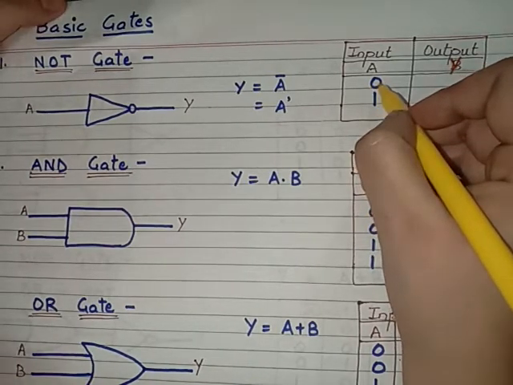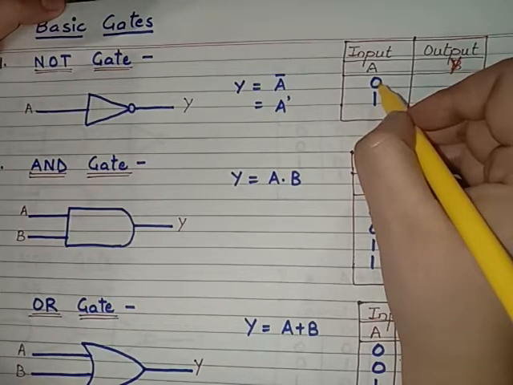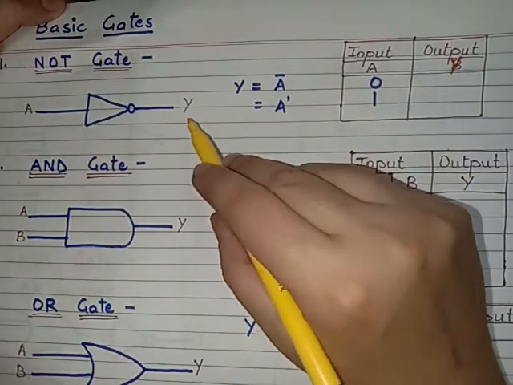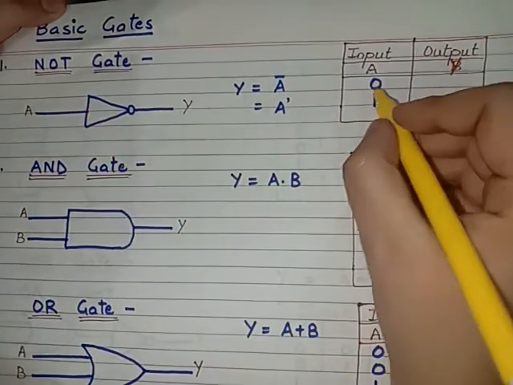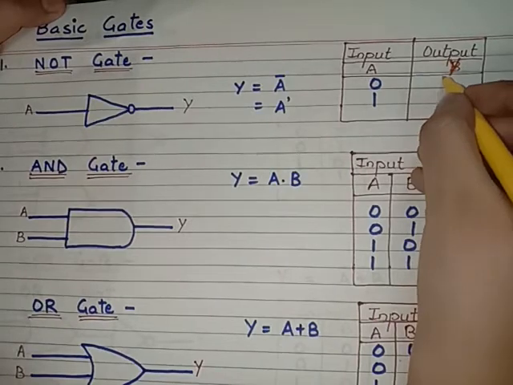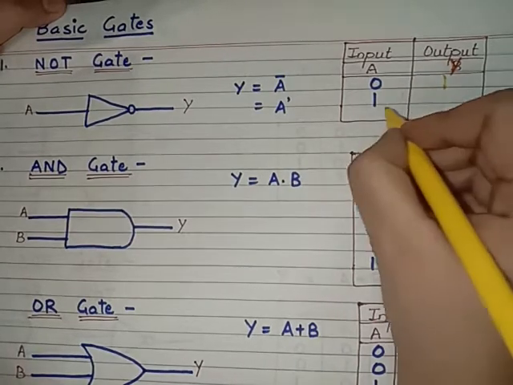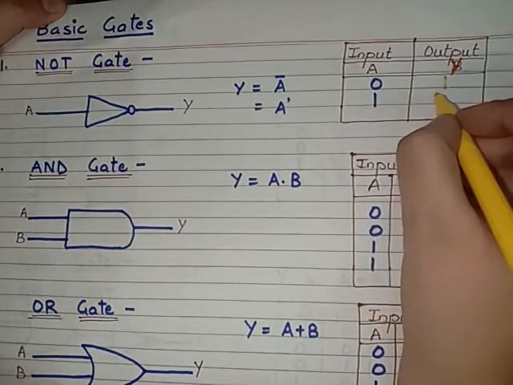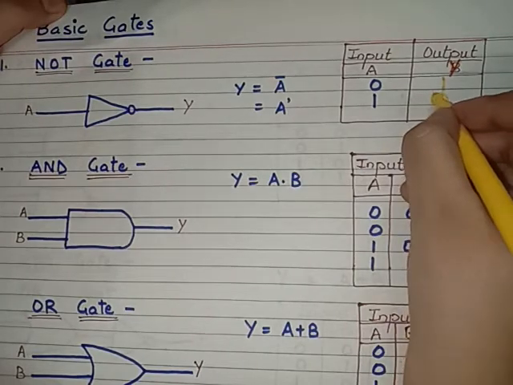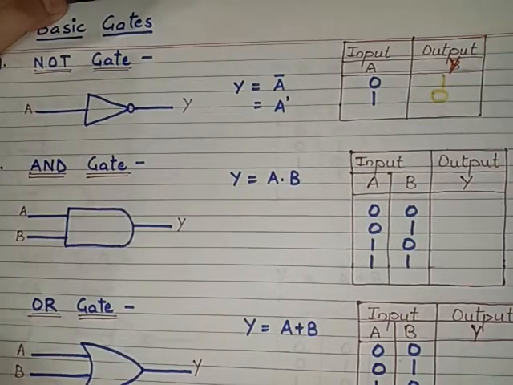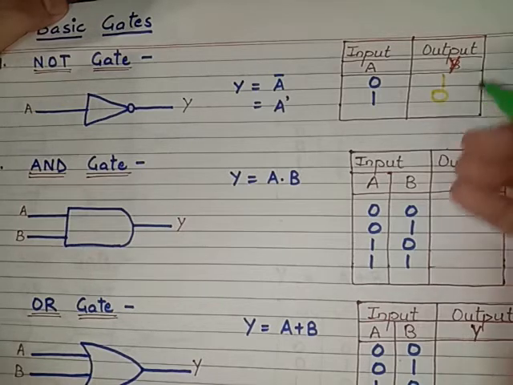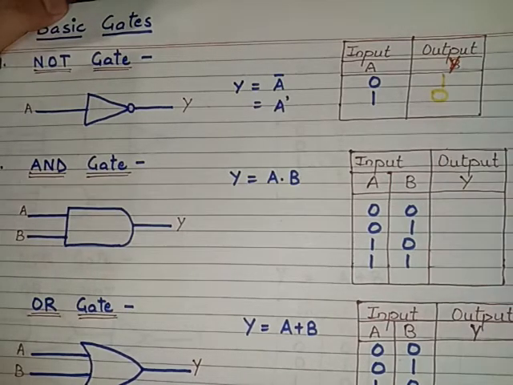So if we provide 0 at the input, then obviously the output will be the complement of the input. That means if we provide 0, the output will be 1, and if we provide 1 at the input, the output will be 0, right? I can write it with some other color so that you can find it clear.